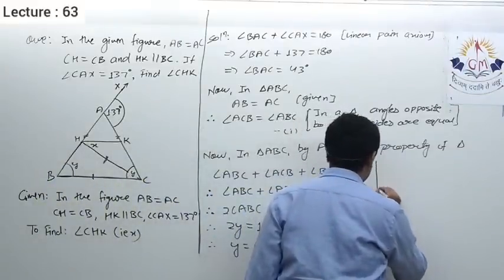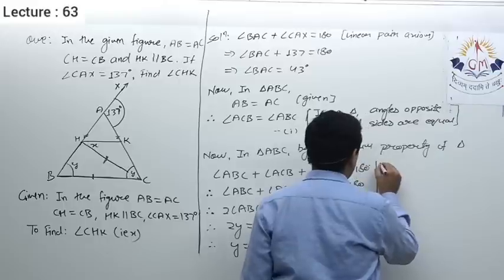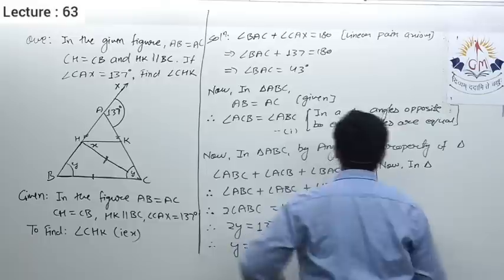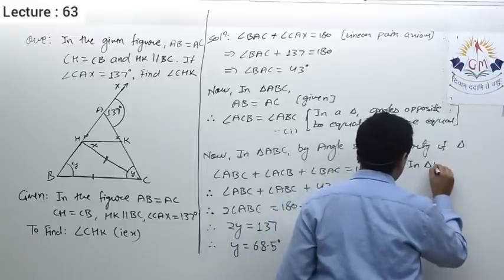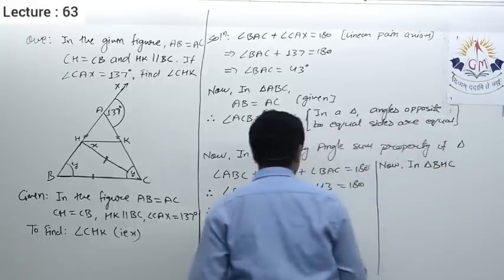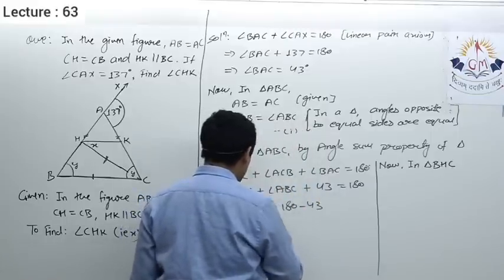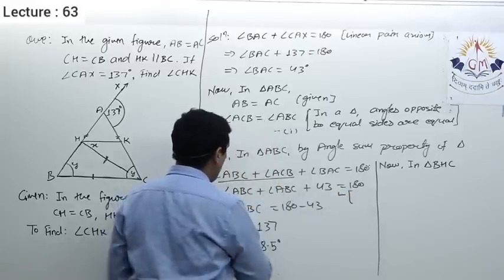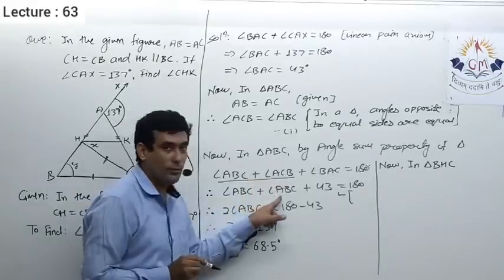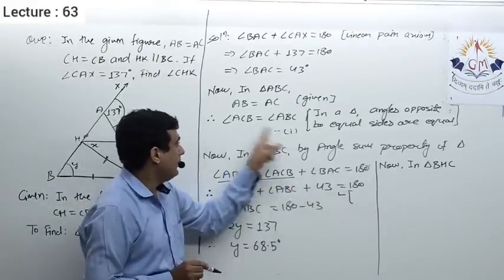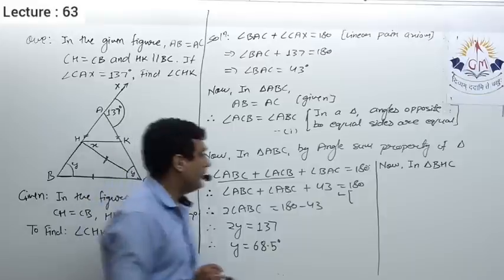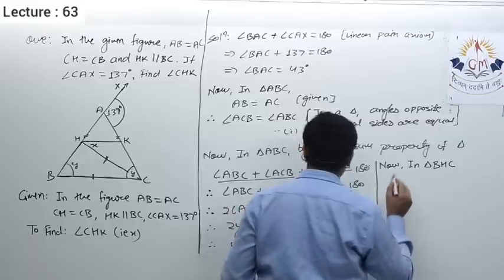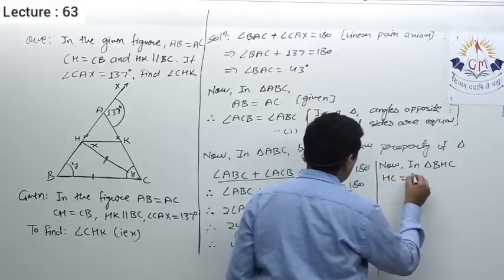Now further, now in triangle BHC, see here you have to write two things that I am leaving for you. Here you have to write actually two things. What you have to write? That why these two are equal. Here at the place of ACB I wrote ABC. So here you have to write ACB equal to ABC from 1. Okay. Now in triangle BHC, BC equal to CH or HC equal to BC.